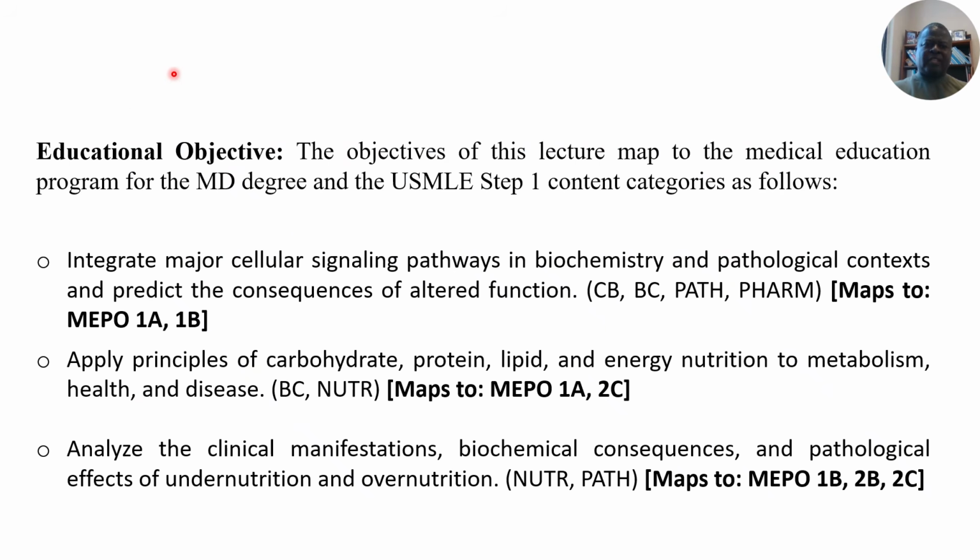The objectives of this lecture map to the medical education program for the MD degree in the USMLE Step 1 content categories as follows. 1. Integrate major cellular signaling pathways in biochemistry and pathological contexts and predict the consequences of altered function. 2. Apply principles of carbohydrate, protein, lipid, and energy nutrition to metabolism, health, and diseases, and analyze the clinical manifestations, biochemical consequences, and pathological effects of undernutrition and overnutrition.